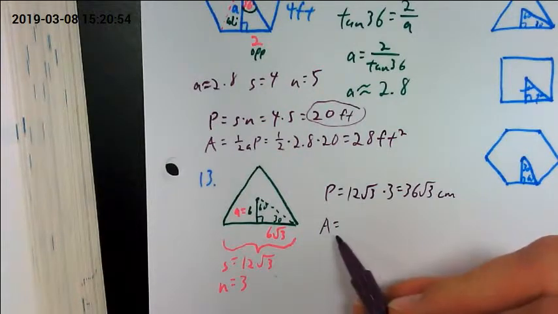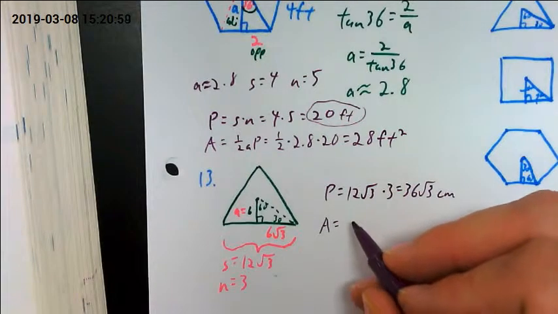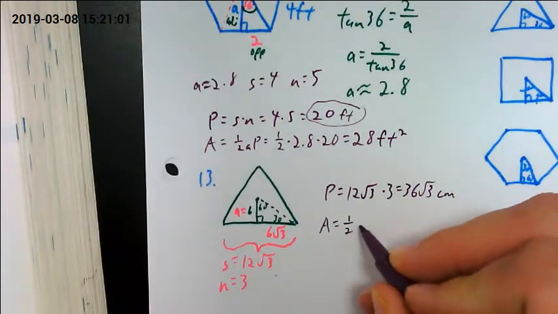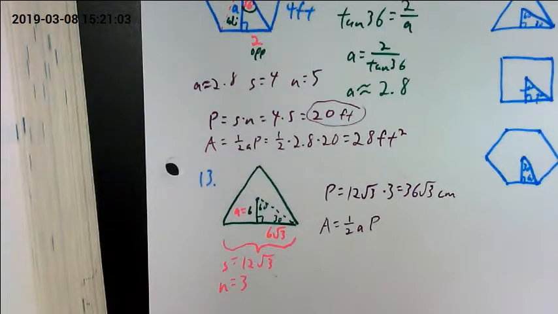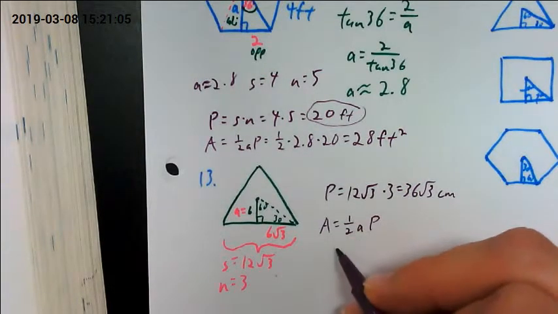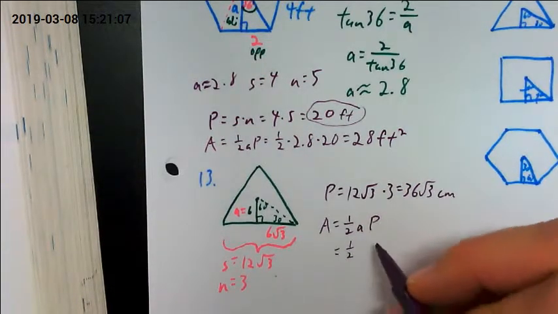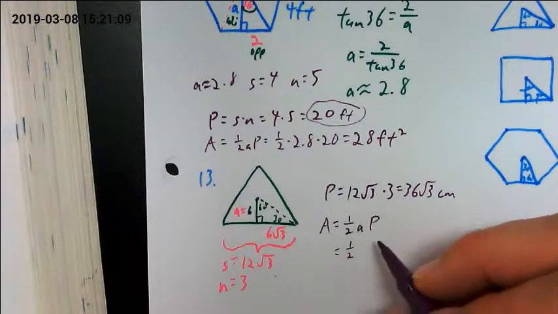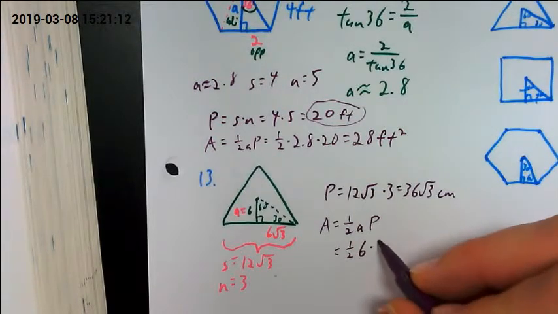Oh, sorry. So, for area, again, we have area is 1/2 AP. We have 1/2, the apothem is 6.